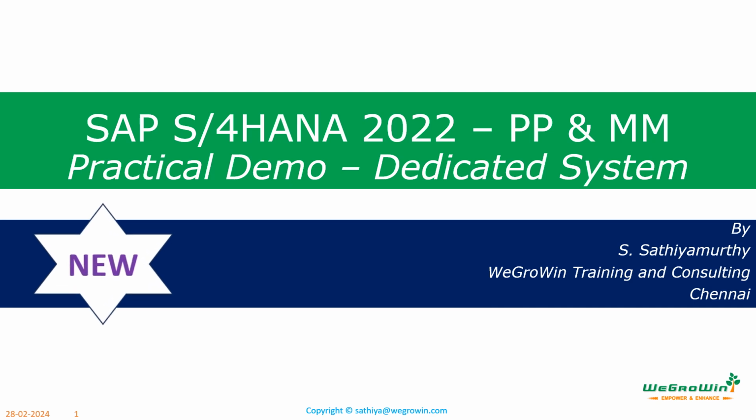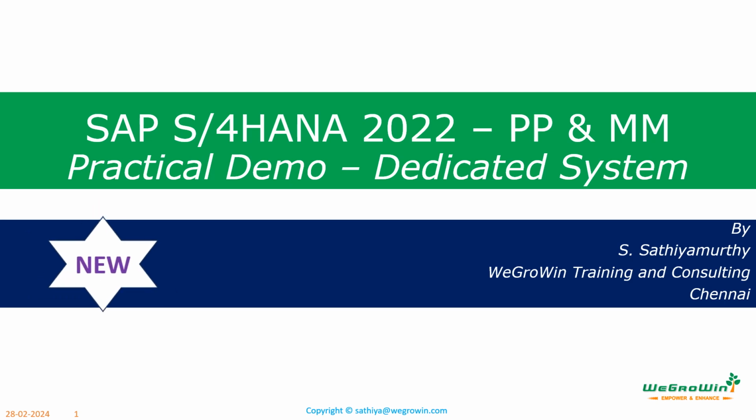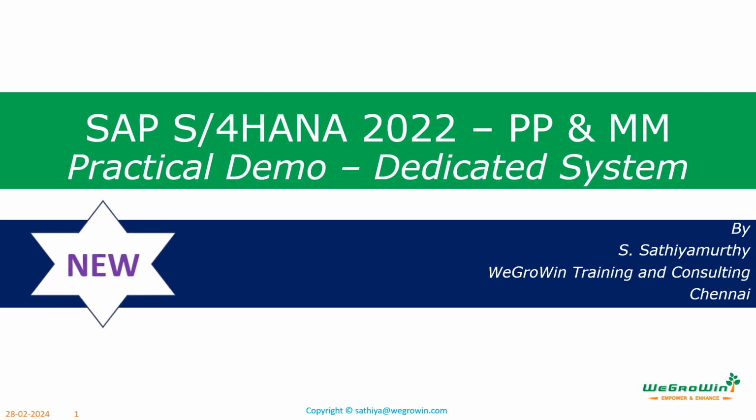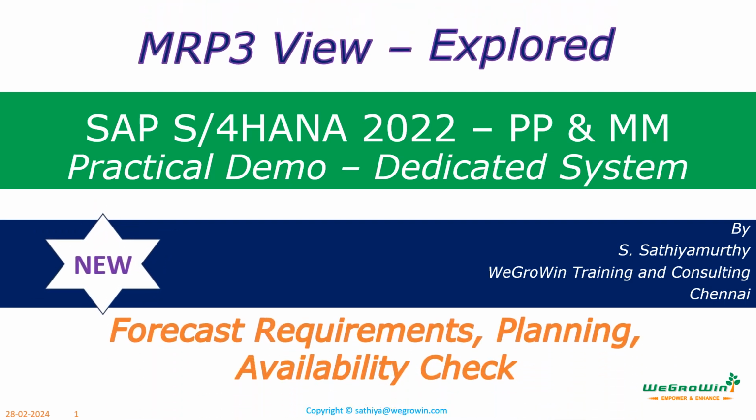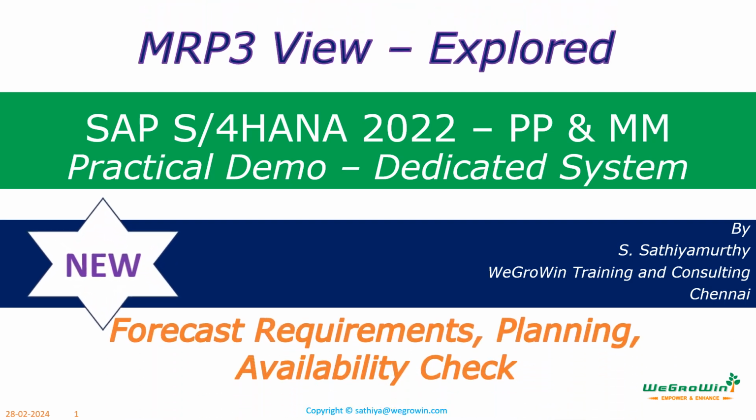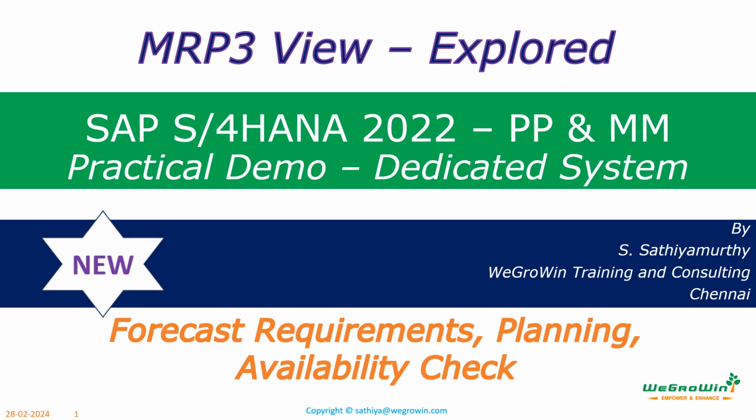Vanakkam. In the previous sessions, we discussed the parameters in the MRP1 and MRP2 views and created both views for the business case materials. As the next step, we must create the MRP3 view. In this session, we will discuss various parameters in the MRP3 view and also create the view for a material.